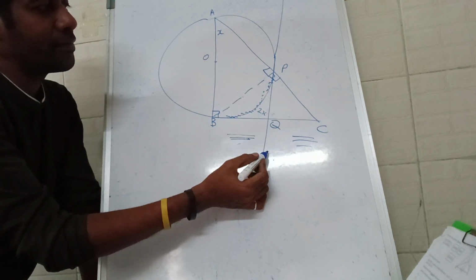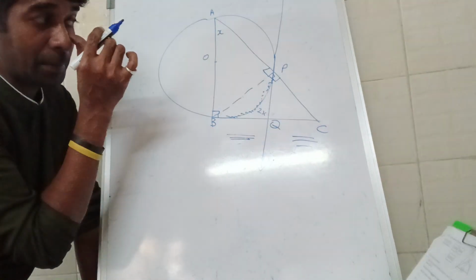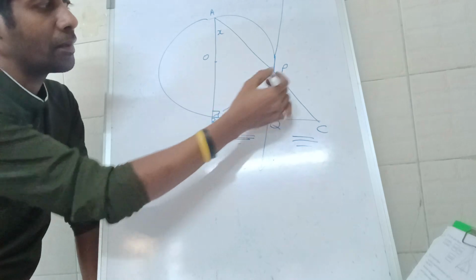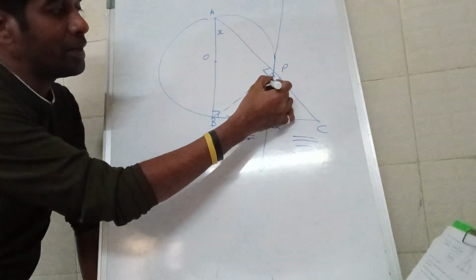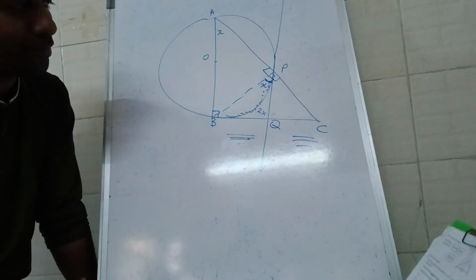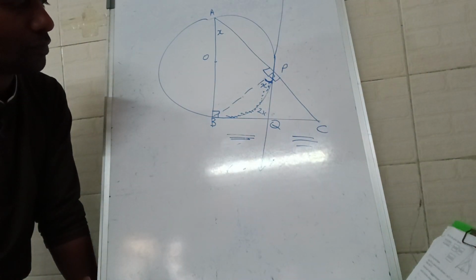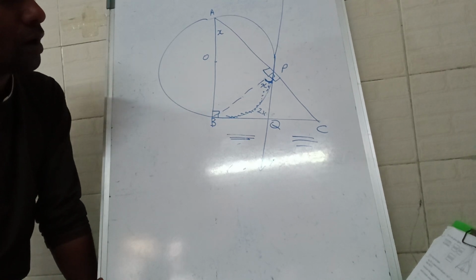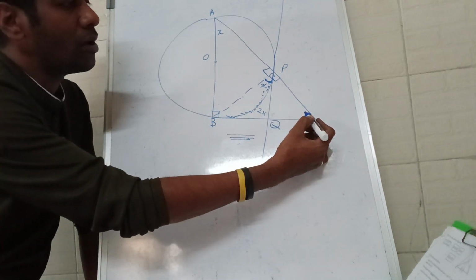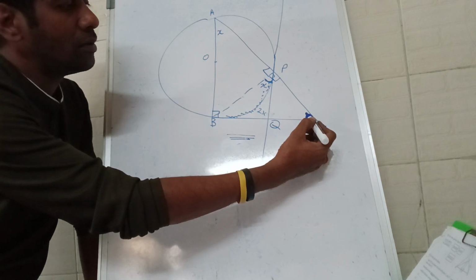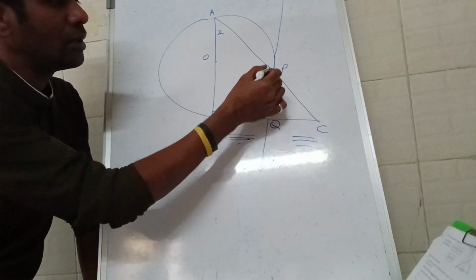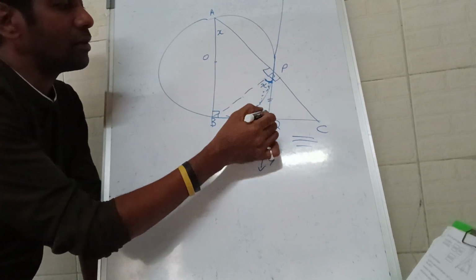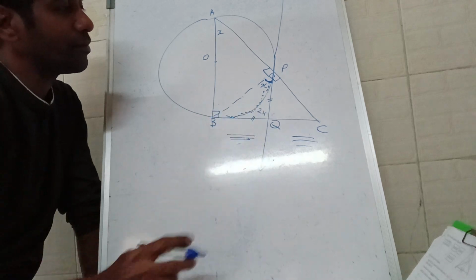This is a tangent, and this is a secant here. So if this arc is 2x, this angle will be x by the tangent secant theorem. Here these two tangents are congruent. Tangents drawn from an external point are congruent.